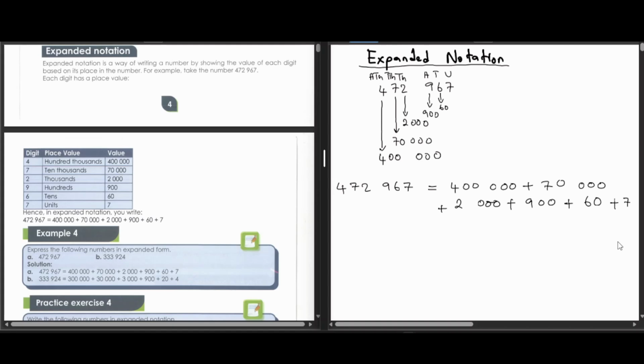472,967 is 400,000 plus 70,000 plus 2,000 plus 900 plus 60 plus 7. That is expanding the number.